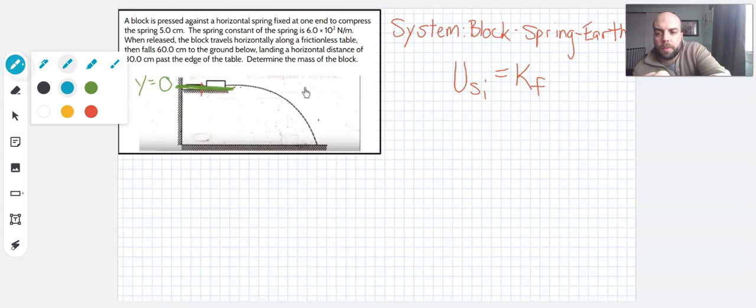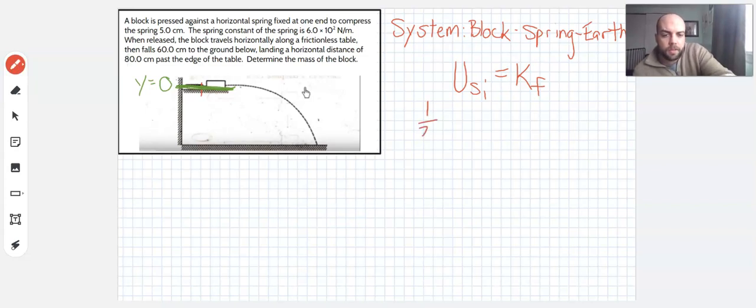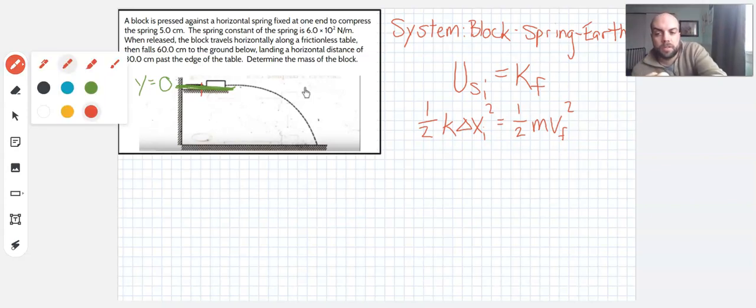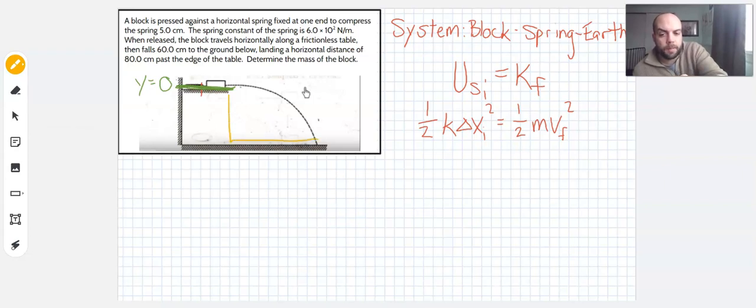Now, as I go forward with that, I can say that 1/2 k delta x initial squared equals 1/2 mass of the block times the speed of the block after it leaves the spring squared. For that one, the problem is, I don't know how fast the block is going after it leaves the spring. So I need to pay attention to the projectile part of this problem. The fact that I know that this is 0.6 meters and that this is 0.8 meters.